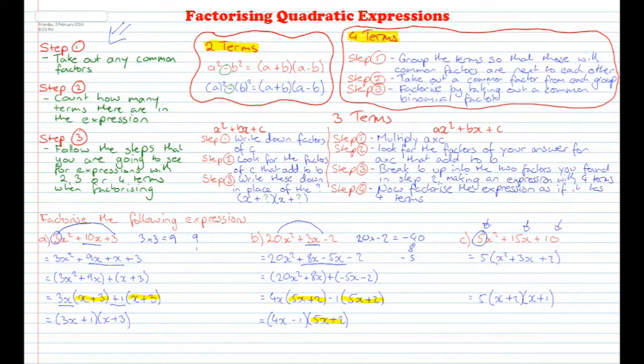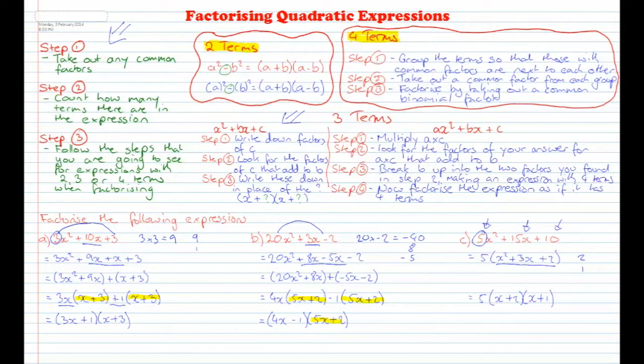Now what we can do is treat this one here as if it's three terms but without the a value, because we kind of ignore the 5 for the rest of the working out. So if it's got no a value, we're going to use the working out that you can see up here, that is the x squared plus bx plus c. So in order to do that, I need to look for the factors of 2 that add to 3. So what are the factors of 2? Well, you've got 2 and 1.